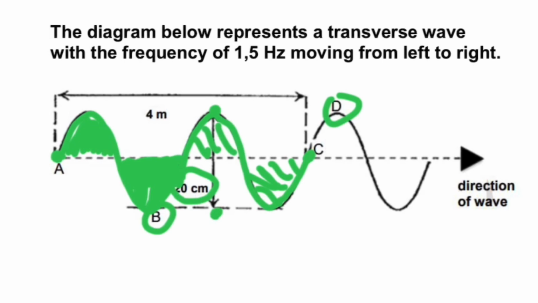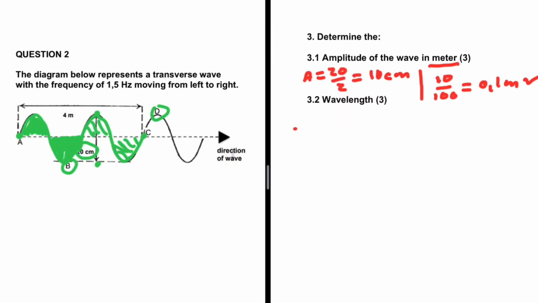So what can we do in a situation like this? We can say that 2 wavelength is equals to 4 meters. Right, we're given the distance of 2 wavelengths, and it is said to be 4 meters. So obviously, we just need to divide both sides by 2. If we do that, the wavelength is equals to 2 meters. And there we go. We have the answer to 3.2.